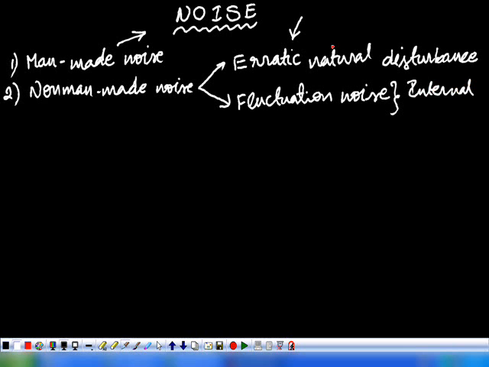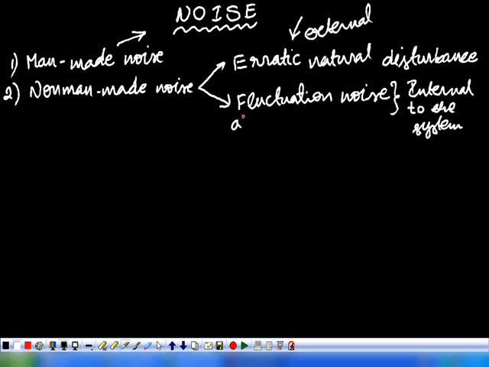But in the system itself, we consider the communication system. In the system itself, there is a type of noise, or a source of noise. That is the fluctuation noise. So this is internal to the system. This may be external to the system, and this fluctuation noise is internal to the system. That is, the source of the noise is in the system itself, or the system itself generates the noise.